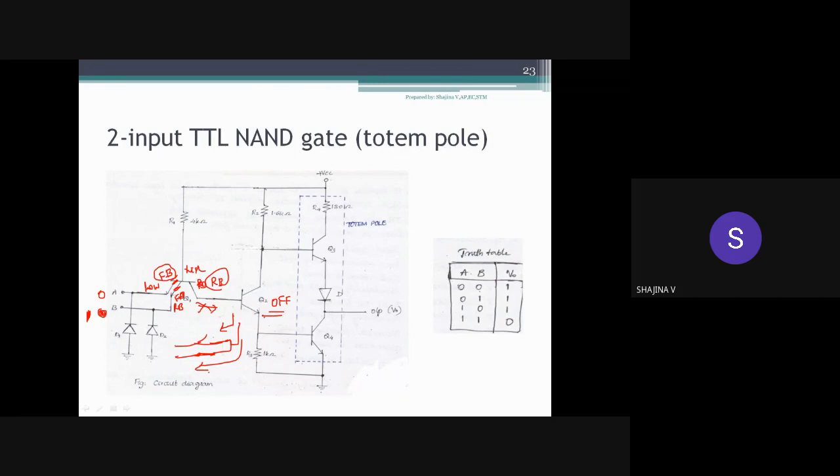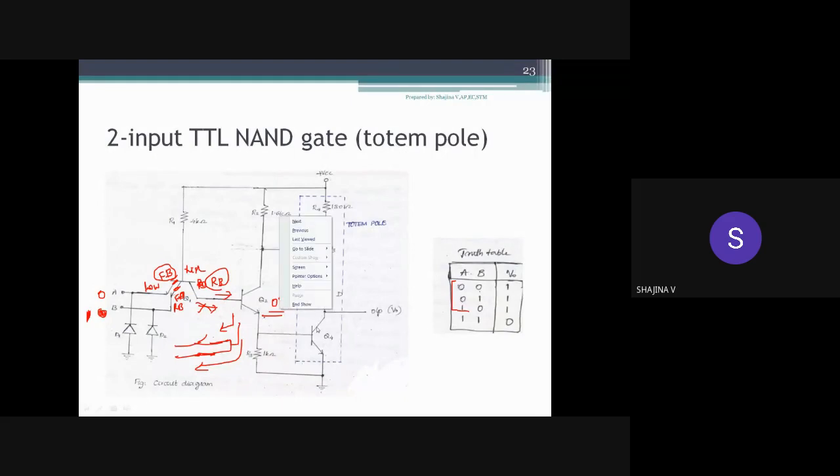right? So these three conditions we can generalize into a single condition. If both A and B are equal to 0, or if any one of the inputs A or B is equal to 0, what will happen? Here there will not be any current flow to the base of Q2, and Q2 will turn off.